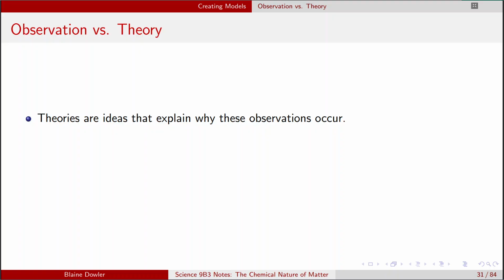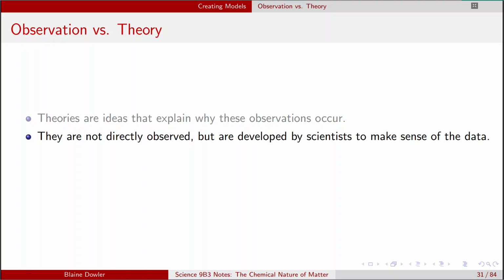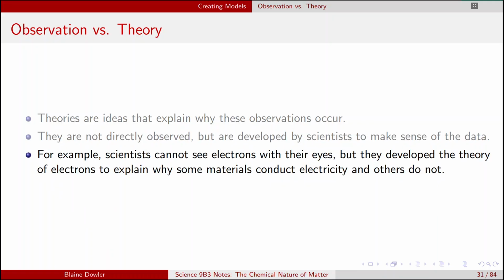Theories are ideas that explain why these observations occur. They are not directly observed, but are developed by scientists to make sense of the data. For example, scientists cannot see electrons with their eyes, but they develop the theory of electrons to explain why some materials conduct electricity and others do not.